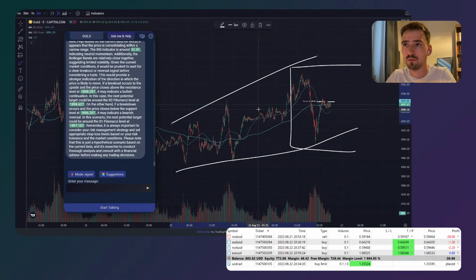That's where markets in America open, and also most of the news are released in America, so that's always the highest volatility.